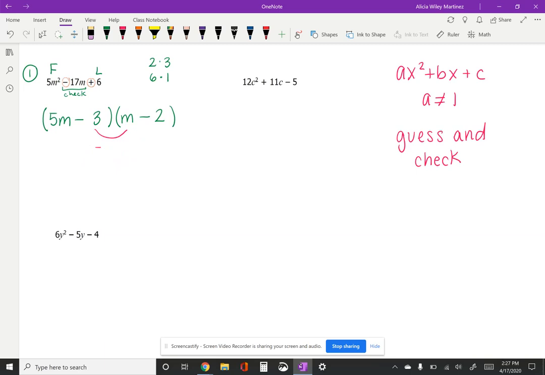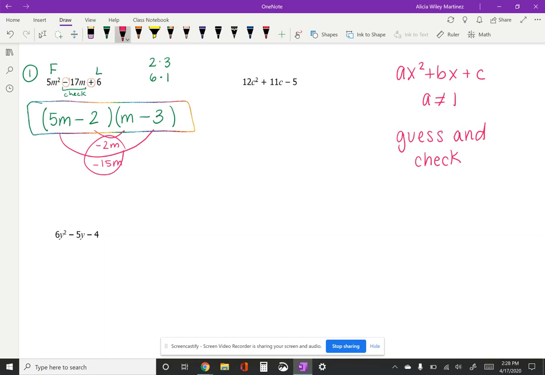So since I'm really close, I'm going to keep the 2 and the 3, but I'm going to switch their places. This is where a whiteboard could be really handy, or if you got it wrong, you can just cross it out and rewrite it. So now I'm going to check what I have here. I know that the first and last terms are good to go because I used those to make an educated guess of what goes in my binomials, taking the outside and the inside to check. The product here is negative 2m. The product here is negative 15m. And you can see, adding those together, I do get the middle term. So this whole entire problem checks out, and this is your answer.